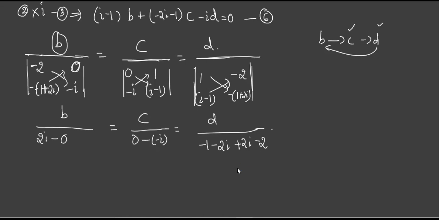Now, what will we get? This is B upon, what is remaining is 2i. C upon, what will we get? i. D upon, what will we get? See, these two will get cancelled. Minus 3, isn't it? So directly you can say B is 2i, C is i, and D is minus 3. This is called the cross ratio method. Hope you understood it.